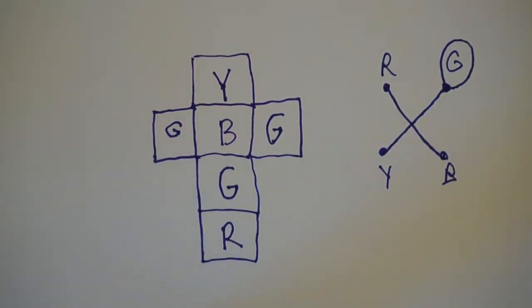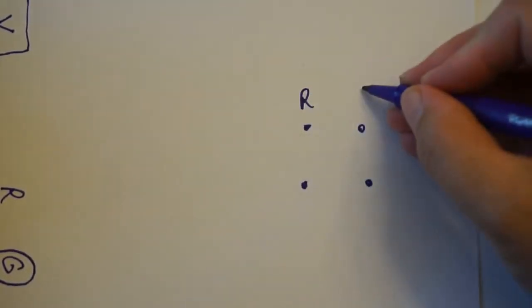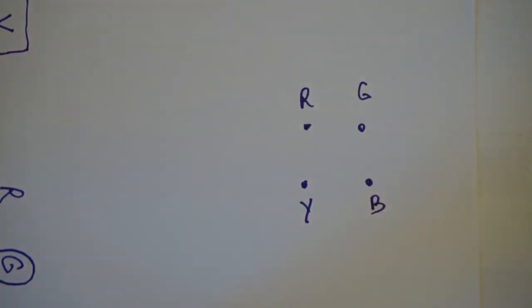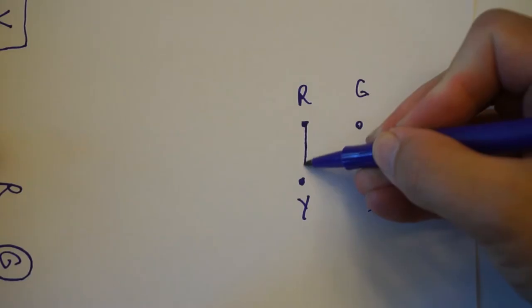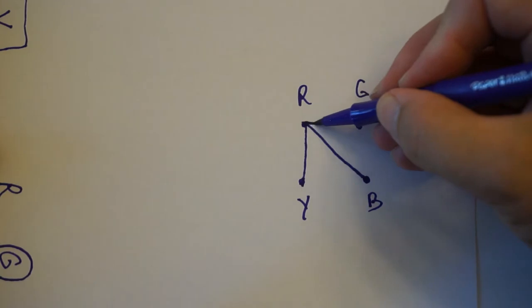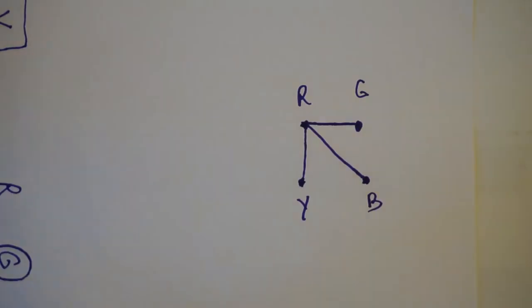So, if I gave you a graph, could you reverse this process and turn this graph into a cube? Well, let me make one up. Here's our graph. We have red, green, blue, yellow, and let's say I have red to yellow, red to blue, and red to green. So as long as I have 3 edges, I'm good, because a cube has 6 sides, which means it has 3 pairs of opposite faces.